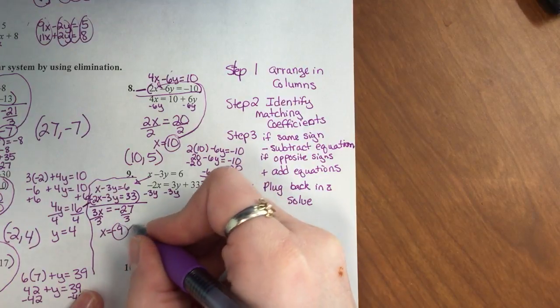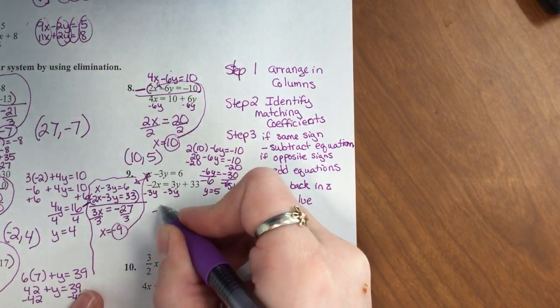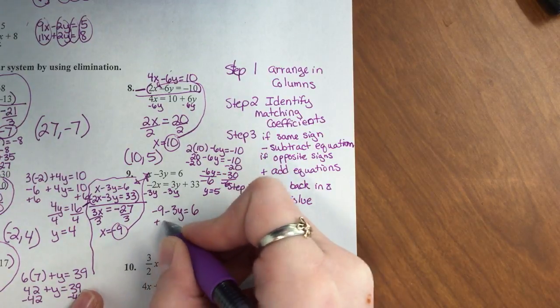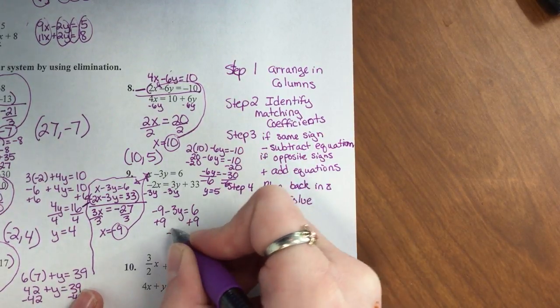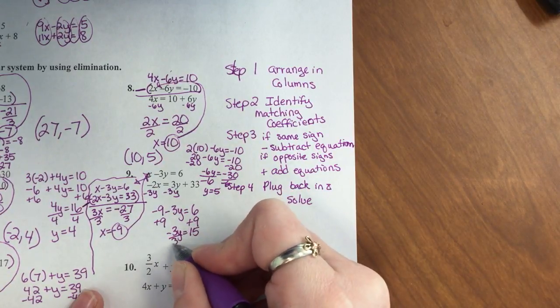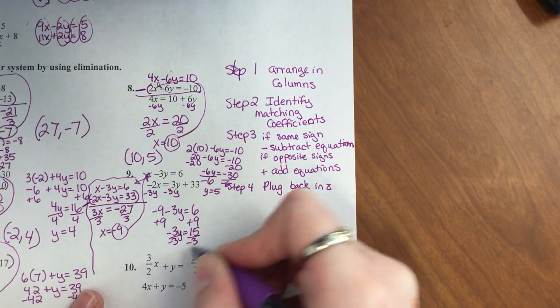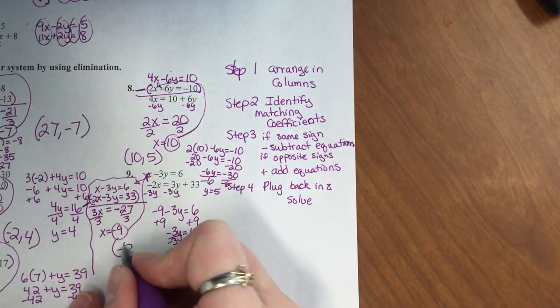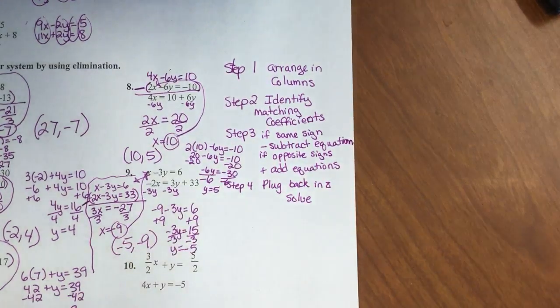Plugging that in, negative 9 minus 3y equals 6. Add 9, negative 3y equals 15. Divide by 3, divide by negative 3, y equals negative 5. Negative 5, negative 9. Okay.